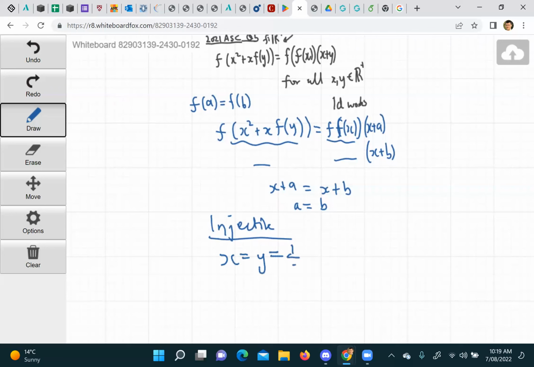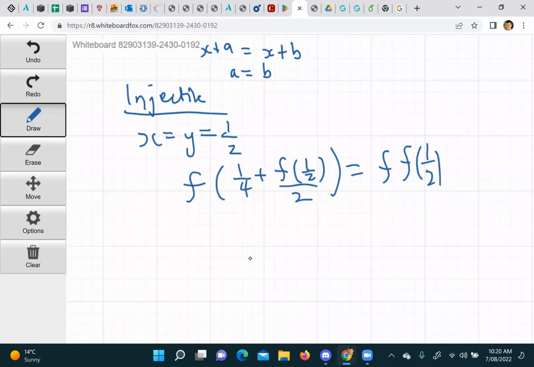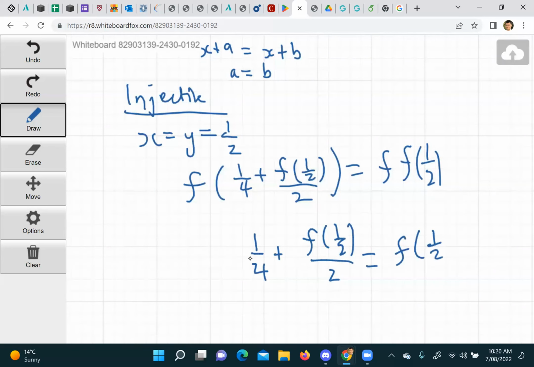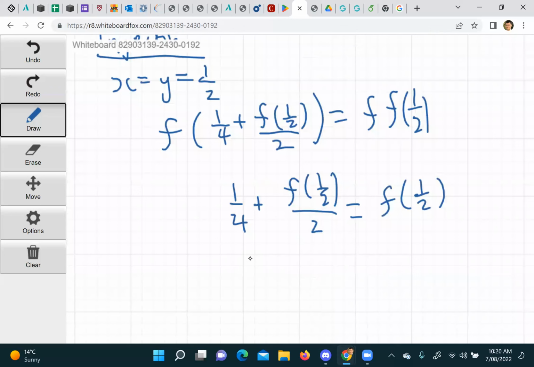So if you sub x equals y equals a half, then you get f of a quarter plus a half, f of a half equals f of a half, and you can cancel the x. It's the x on both sides. Canceling f's, f of a half over 2 is equal to f of a half. That means f of a half equals a half, which is kind of neat.